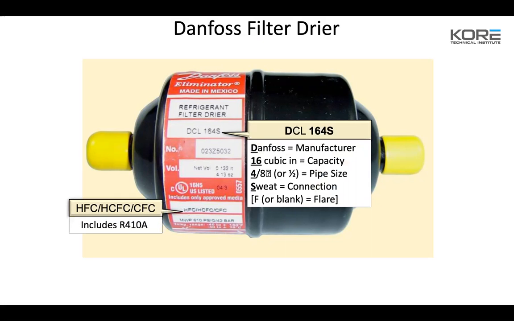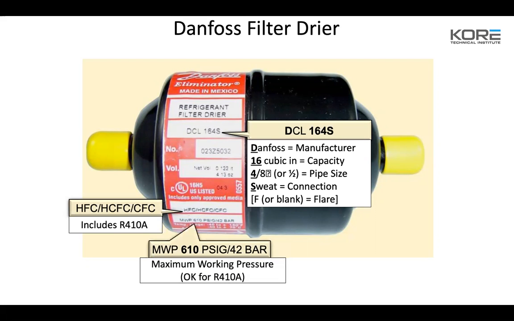HFC, HCFC, or CFC, so this includes 410A, so this is for high temp application. And then it gives you your max working pressure of 610 PSIG. So anything you're getting off the shelf should be usable for any of the refrigerants that we're using. Just keep that in mind. If you're pulling something out of the shops and it's fairly old, just make sure that if you're going into a 410A system, the max working pressure is where it needs to be, so you don't scatter the contents of the filter dryer.